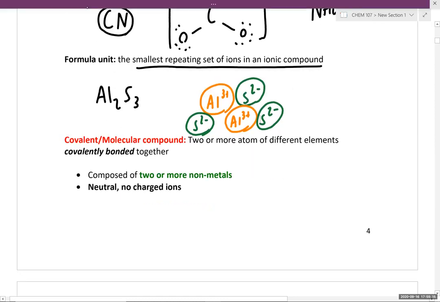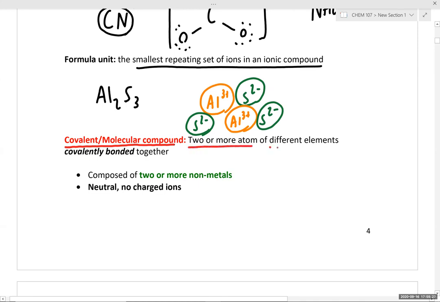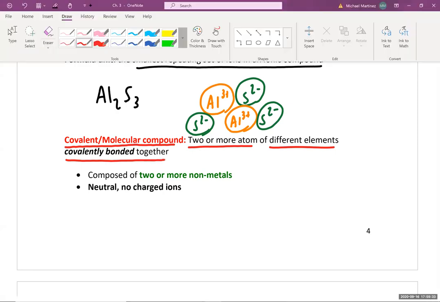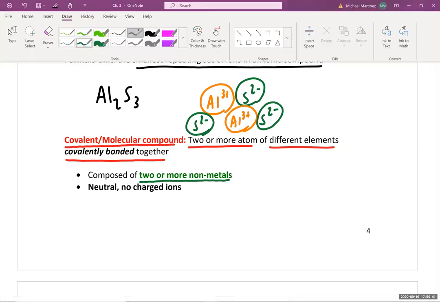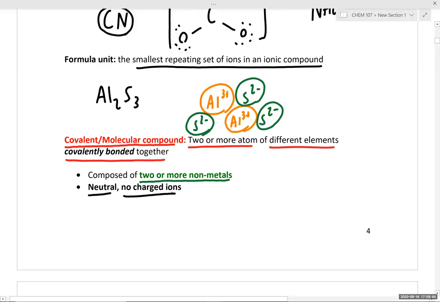Now, as sort of a counterpoint to the ionic compounds, a covalent or molecular compound consists of 2 or more atoms of different elements covalently bonded together. And the signpost that we have a covalent compound is that we have 2 or more nonmetals in our formula, and we have a neutral species with no charged ions. For example, carbon monoxide is a classic example of a covalent or a molecular compound.